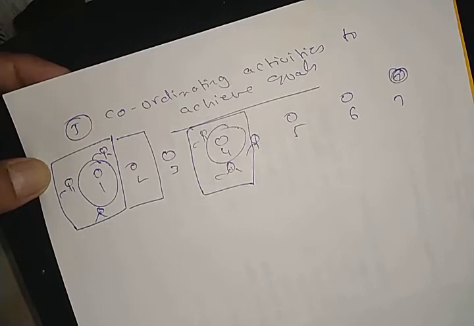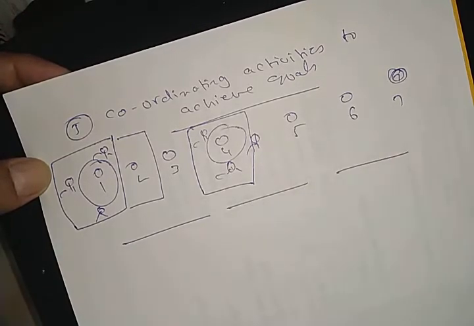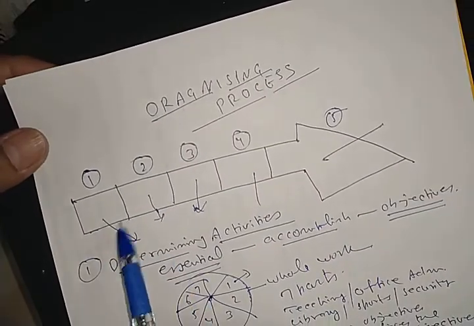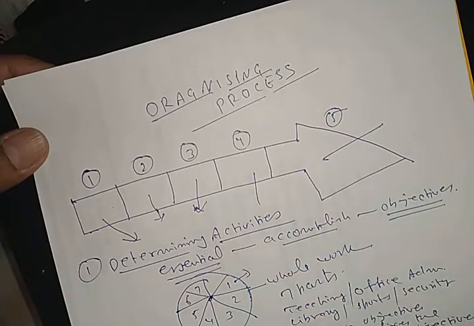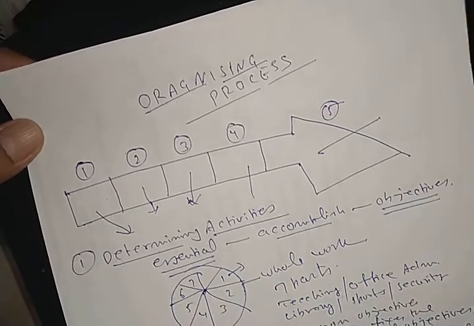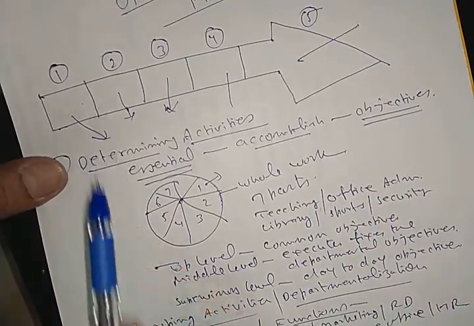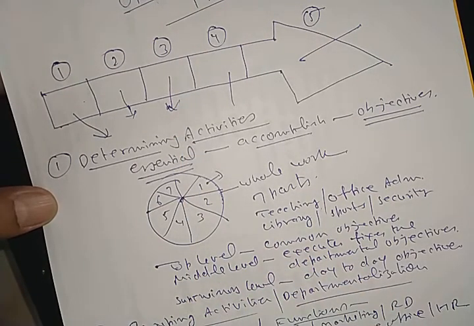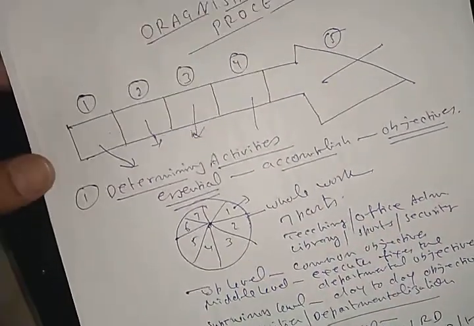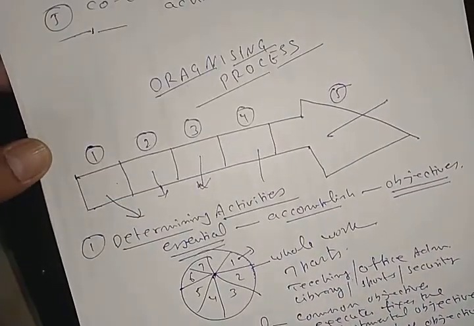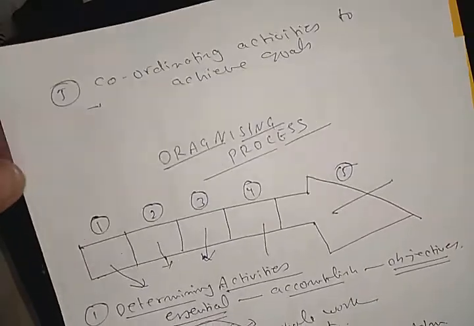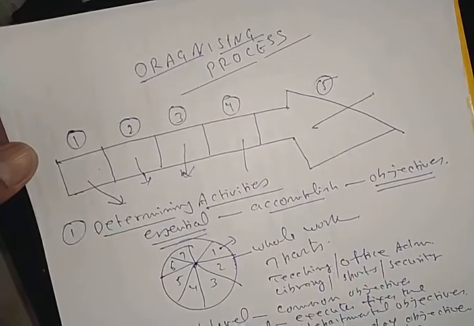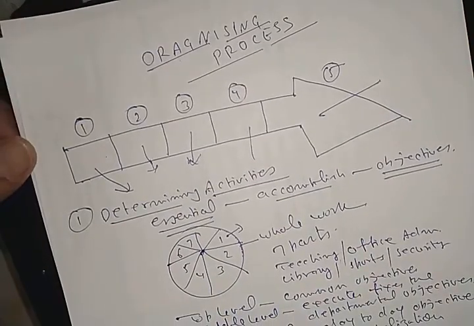So children, this was all about the organizing process. Once again, you see there are 5 steps. First is determining activities, second is grouping activities, third is assigning duties, fourth is delegating authority to employees, and fifth is coordinating activities to achieve goals. So this was all about the organizing process.